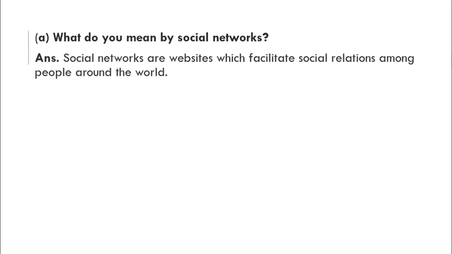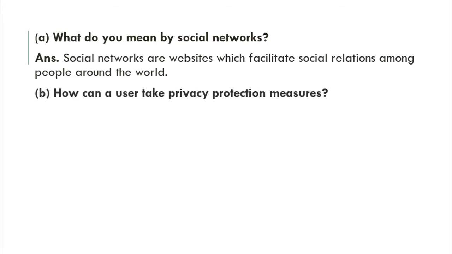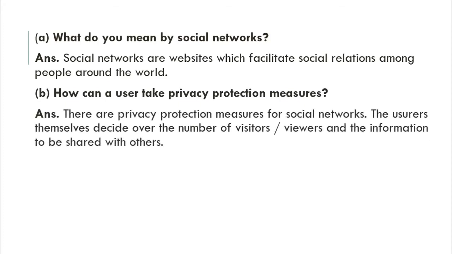So let's try to write down the answers. What do you mean by social networks? Social networks are websites which facilitate social relations among people around the world. Number B. How can a user take privacy protection measures? There are privacy protection measures for social networks. The users themselves decide over the number of visitors or viewers and the information to be shared with others.